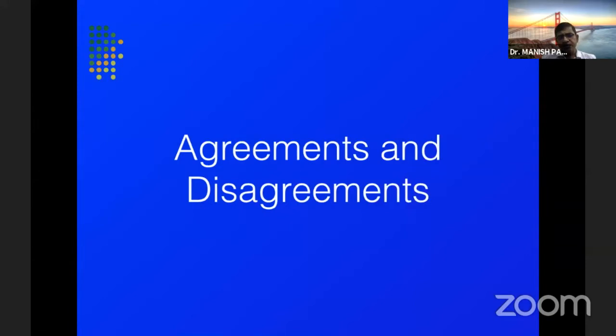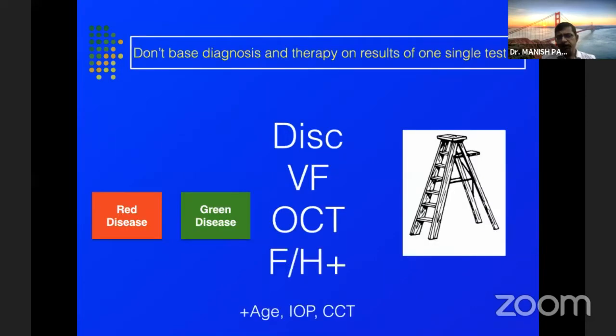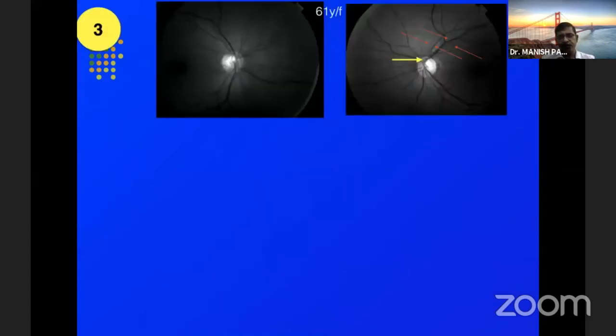But there may be agreements and disagreements between the two tests, whether we're talking about visual fields and OCT for this purpose. And we should not base our diagnosis and therapy on the results of a single test. We have to take all these pictures together before we adopt a step-ladder approach to treatment. Otherwise, we land up with something called a red disease and a green disease, which I'll come to subsequently.